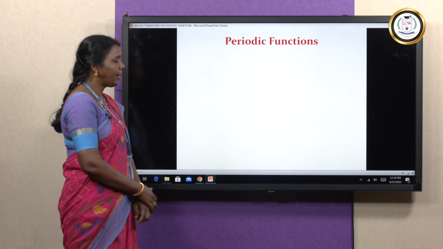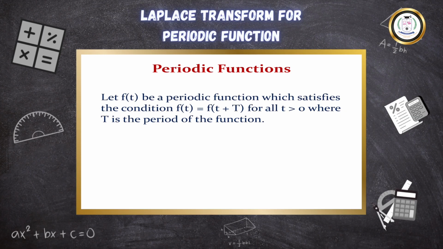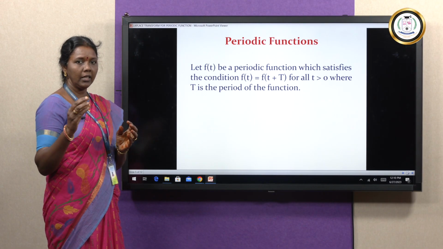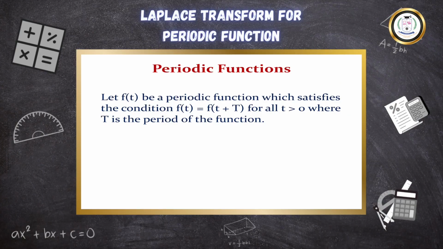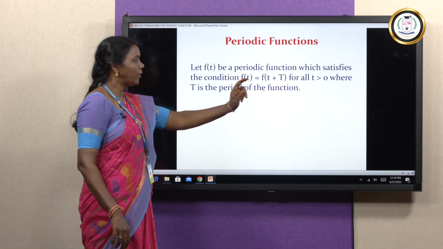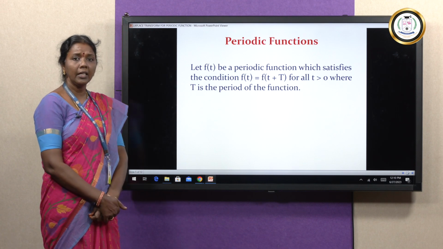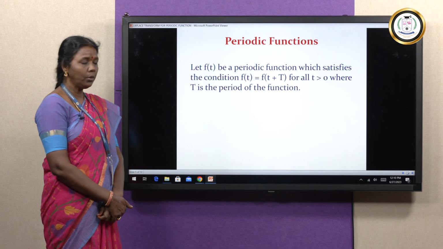Now, we are going to see periodic function. A periodic function is one where the function f of t is repeated in a particular interval, and it is denoted as f of t is equal to f of t plus T, where capital T is the period, and it is satisfied for all t greater than 0, where T is the period of the function, and that T must be taken as the smallest value which is not equal to 0.